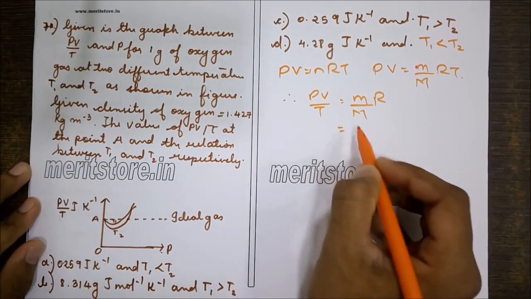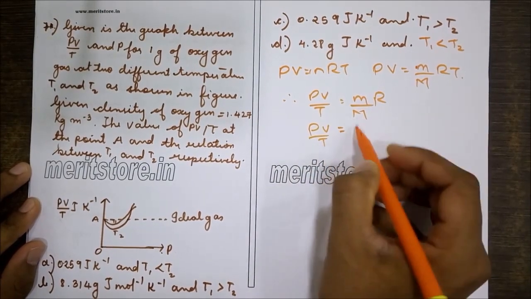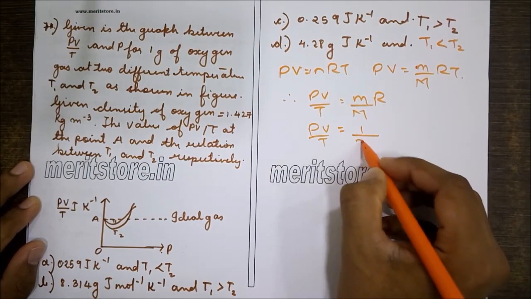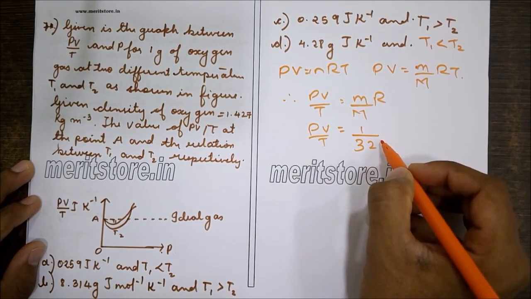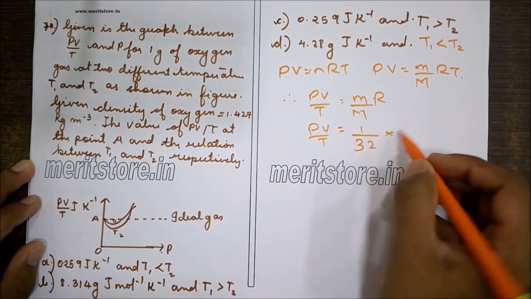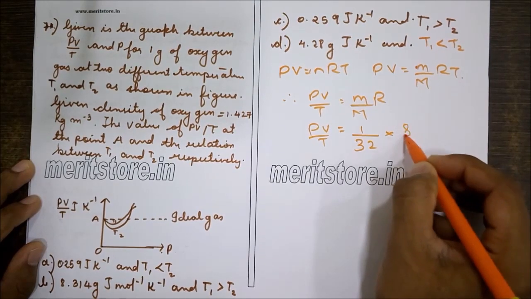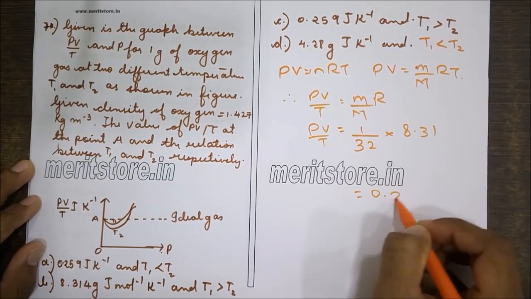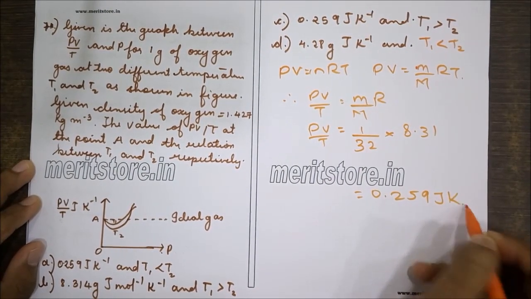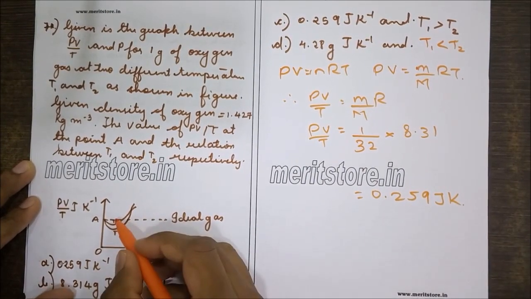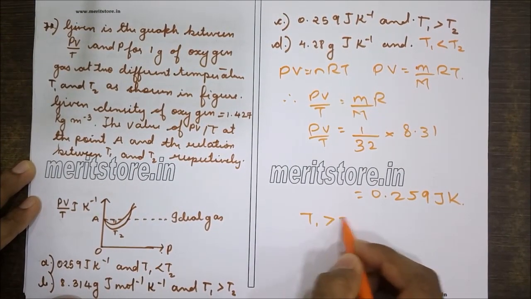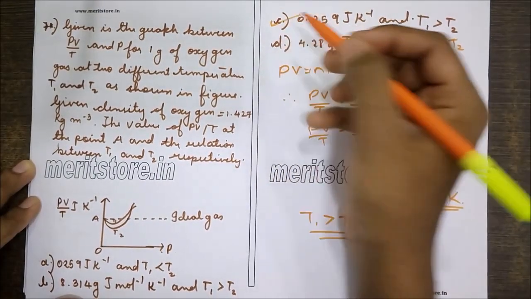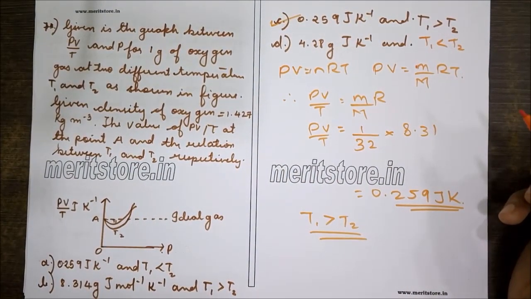So now PV by T for oxygen in this case would be 1 gram of oxygen upon the molecular weight of oxygen O2, that is 32 grams per mole, and the R value is given as 8.31. So this value comes out to be around 0.259 joule per Kelvin. And as we can see, T1 is greater than T2. So both these answers come together in option C. Hence option C is the correct answer.